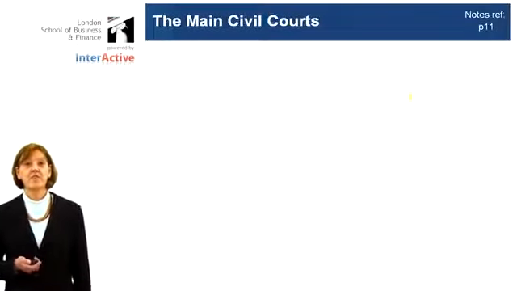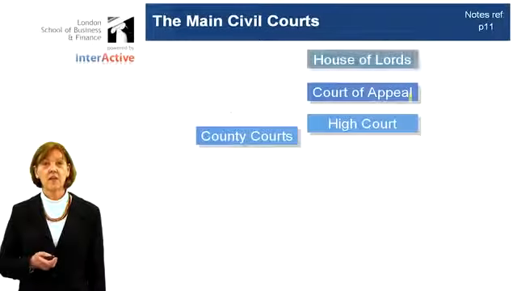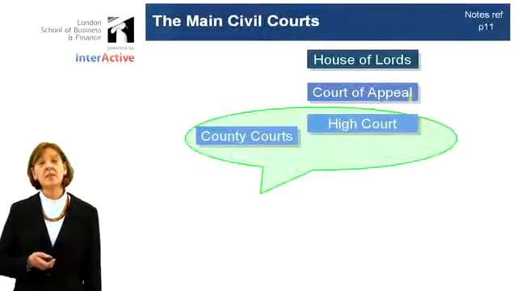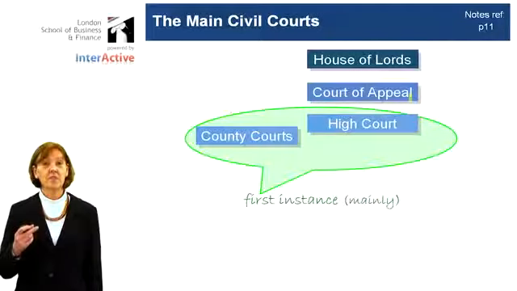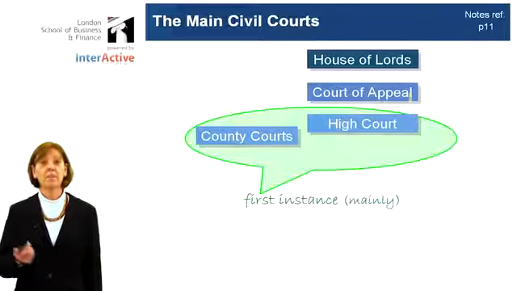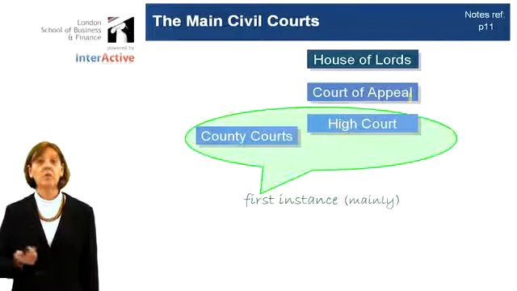So let's start at the bottom of the structure of the main courts. We'll start with the County Court and the High Court, because this is where cases begin, and because of that we call them first instance courts. So if you wanted to sue somebody, you could bring your case in the County Court or you could bring your case in the High Court. In general, the smaller, less complicated claims will begin in the County Court, whereas the high value, more complicated claims will be in the High Court.